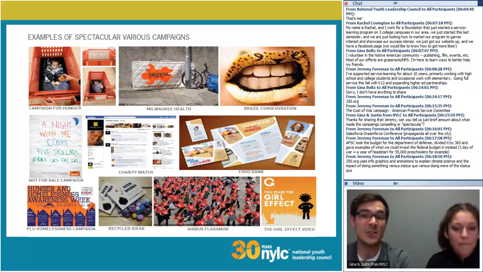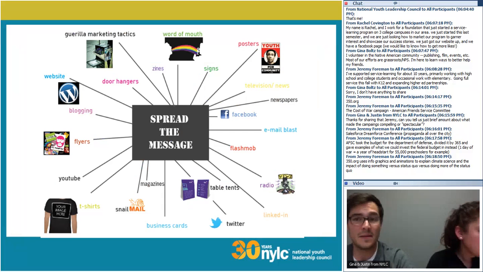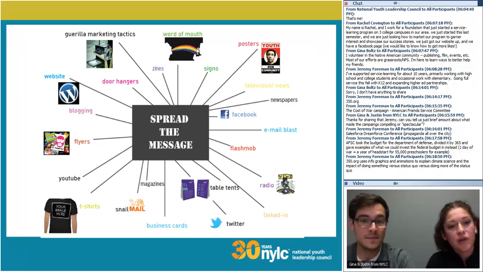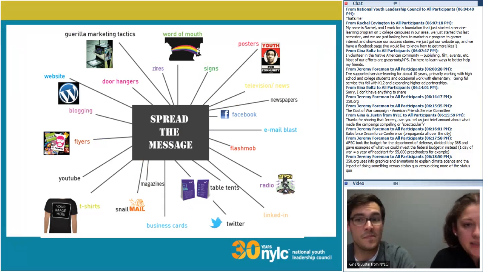Mm-hmm. And then 350.org uses infographics. Oh, yeah. Super simple ways to spread fairly complicated messages. These are both great examples. Thanks for sharing those, Jeremy. So next, these are some different ideas of ways to spread your message. Some of them are fairly common, but once again, I'm going to get back into the guerrilla marketing tactics.